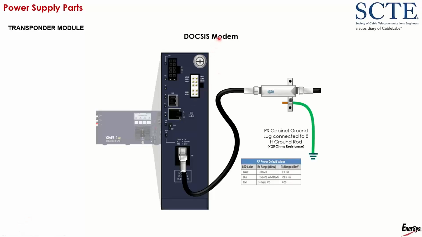Like I said, it's a DOCSIS modem, so it's going to be hooked up to RF. Ideally, you're going to have a surge protector with a bond block. You're going to ground that to the cabinet, and then you're going to make sure your RF levels are correct for your receive and transmit for the DOCSIS modem that is in your transponder. Generally, nowadays, they're probably going to be DOCSIS 3 or DOCSIS 3.1.